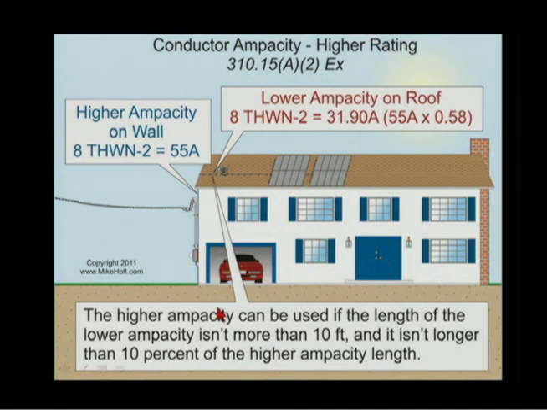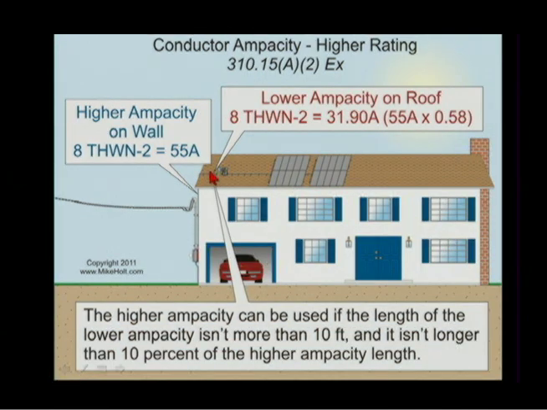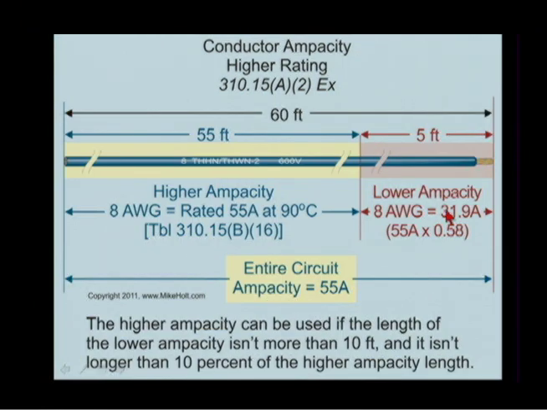The exception says this. The higher ampacity can be used if the length of the lower ampacity isn't more than 10 feet and it isn't longer than 10% of the higher ampacity length. Let me go to this graphic here. If you have an 8-gauge wire at 90 degrees C rated 55 amperes, but because we were on a rooftop, let's say right here, using this 8-gauge wire right here, that it has a temperature adjustment factor, correction factor, 0.58. That was your 90 degrees Fahrenheit and your 60 degrees Fahrenheit added, 150 degrees Fahrenheit. Table 310.15(B)(2)(a), 0.58 of 55 ampere wire at 90 degrees C. This wire is 31.9 amperes.